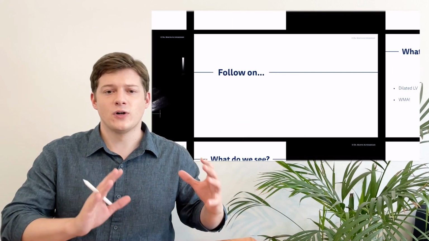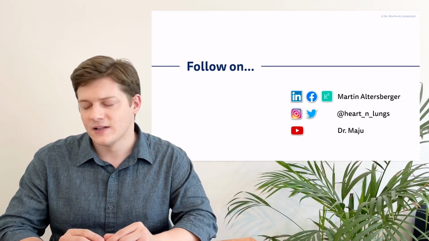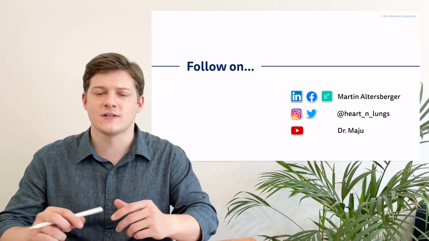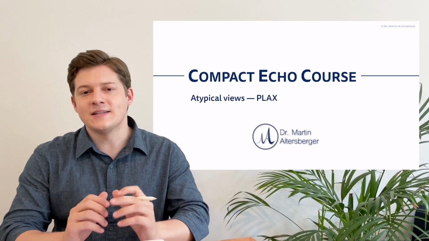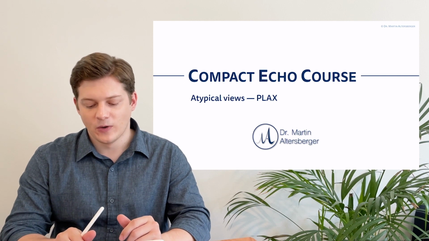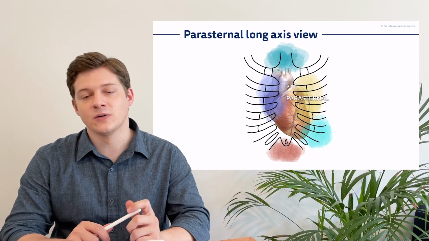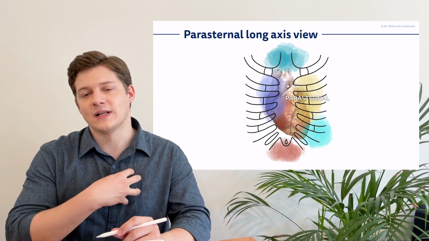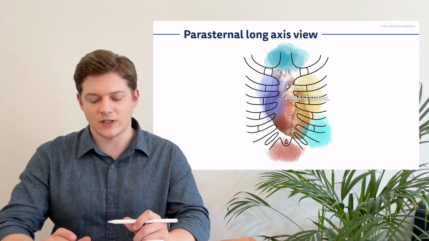This already concludes the pathological findings of the parasternal long axis. There are way more pathologies you can already see in this view. We'll talk about atypical views of the parasternal long axis. Well, what are atypical views? We discussed already the normal views of the parasternal long axis. You are located on the left side of the sternum, with the marker pointing to the right shoulder of the patient.